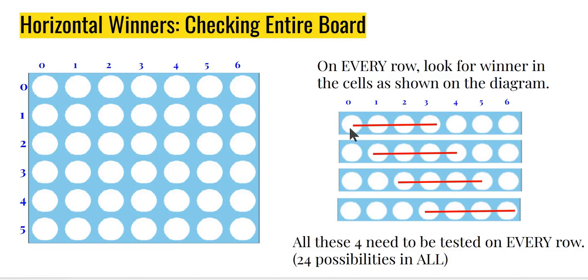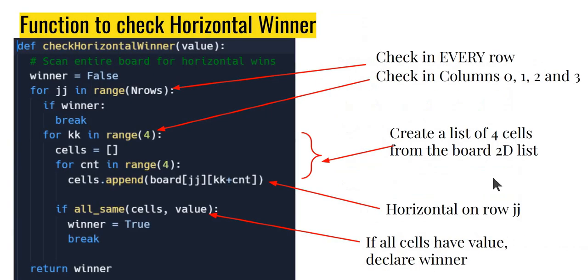On every row, we're going to extract 4 values, say 0, 1, 2, 3, then 1, 2, 3, 4. And then we will use our function to determine if this mini list that we have created, if its values are all equal and if they're equal to the value that we were looking for. Because if that is the case, then we have a winner. Now let's see how we can do this in code. In fact, it's quite logical. It just kind of follows from our discussion here.